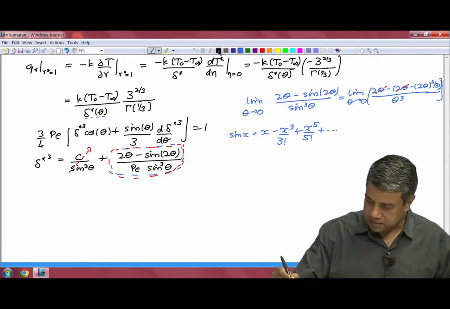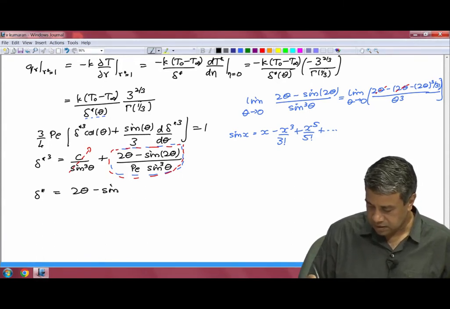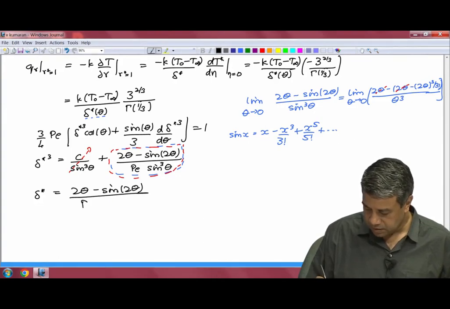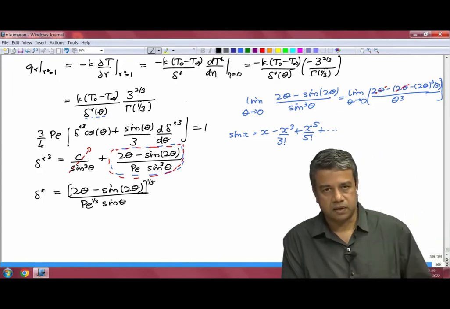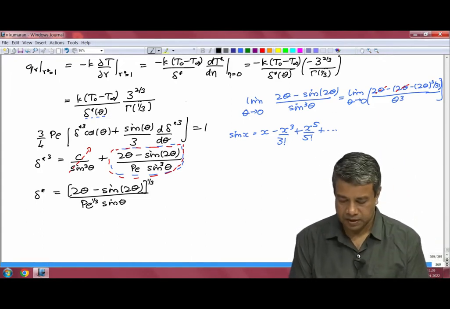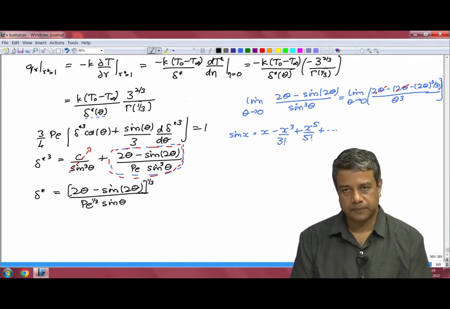So, this is the expression for the boundary layer thickness. Delta star is equal to (2 theta minus sine of 2 theta) by (Pe sine theta), and you have to take this whole term to the 1/3 power. That is the expression for the boundary layer thickness.